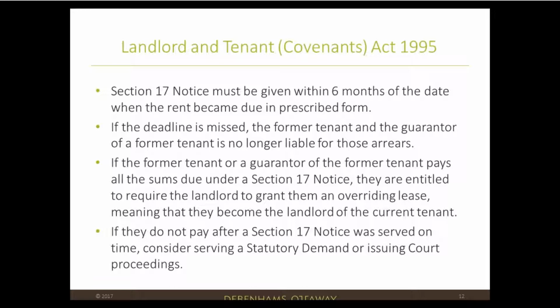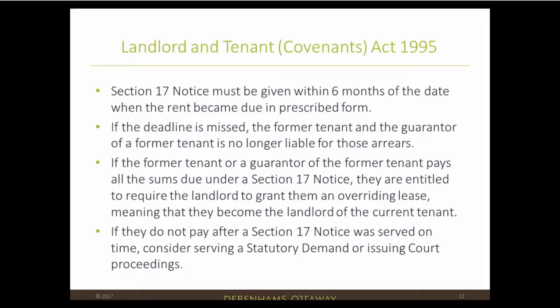So, for example, if you missed the 6-month deadline after the December quarter and they still didn't pay the March quarter, you could serve a Section 17 demand in respect of the March quarter, as long as you do that within the 6 months from the March quarter date. That would, however, only relate to the March rent, not also the December's rent.